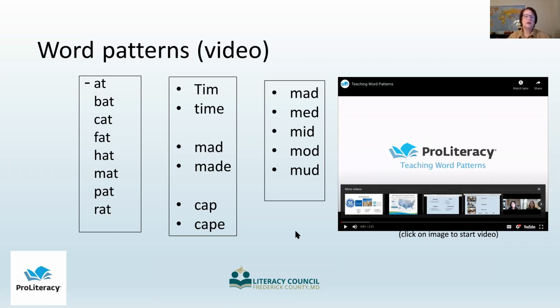So a tutor might use this strategy before their student begins reading to introduce words they'll see in the reading passage. This will help the student read the passage more fluently. And after reading, tutors can use other activities to reinforce word patterns.